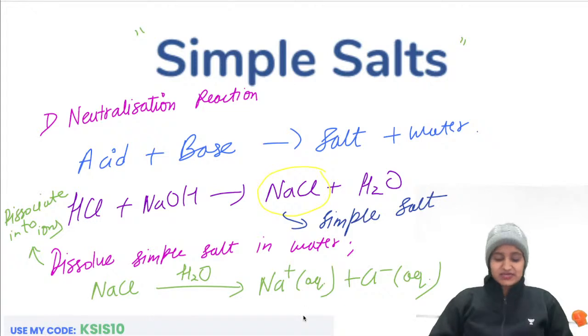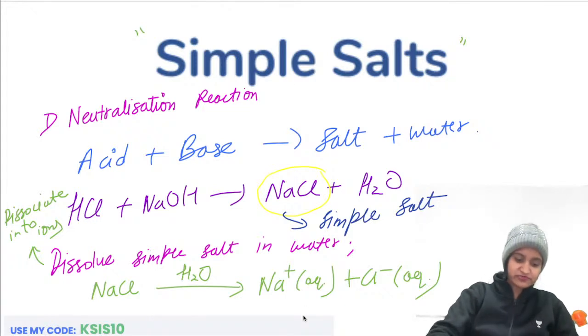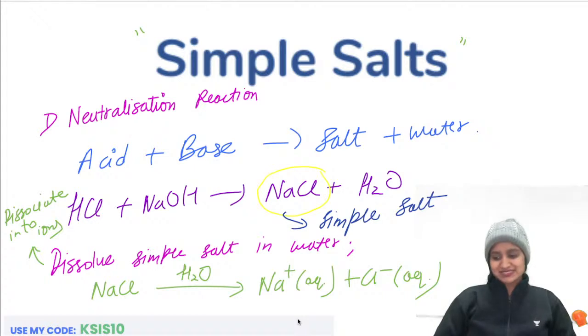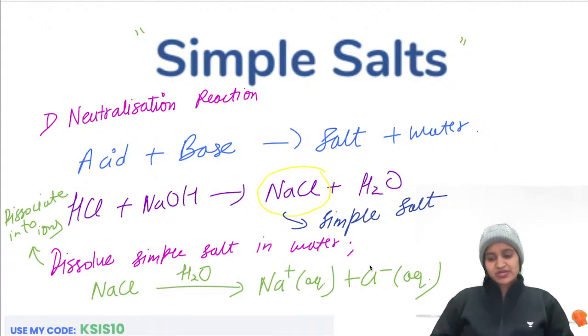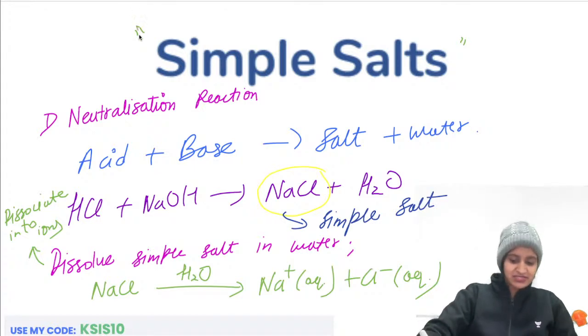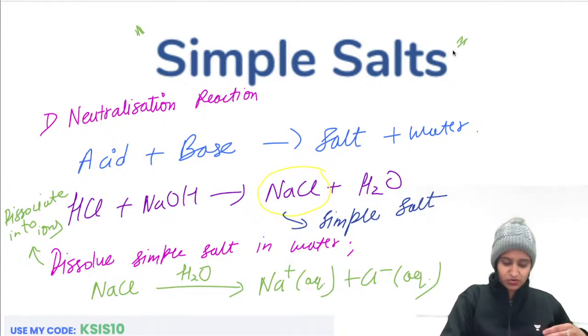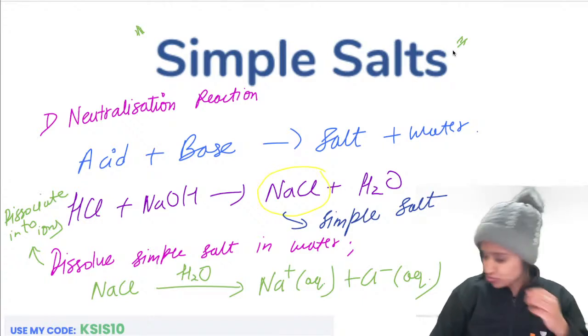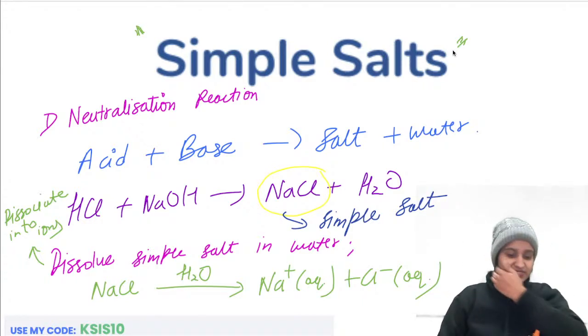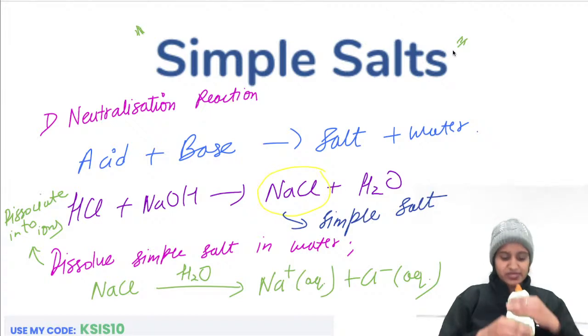Now the very first thing, what do we mean by this Na+ aqueous? When the ion gets dissociated, it is surrounded by water molecules. That's what I mean. So Na+ plus Cl- will get dissociated. These are nothing but your simple salts. All right, I believe there is no doubt in simple salts till now. Let me know, beta, if there is any doubt in case of simple salts. We'll get it sorted.